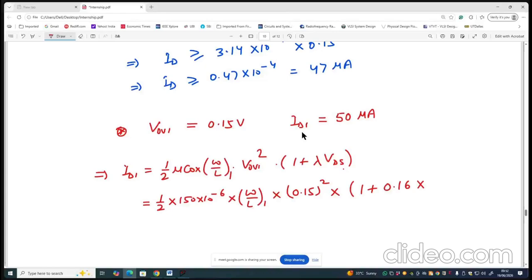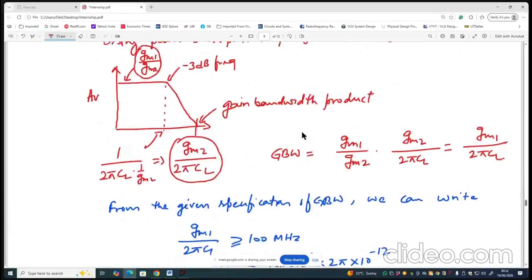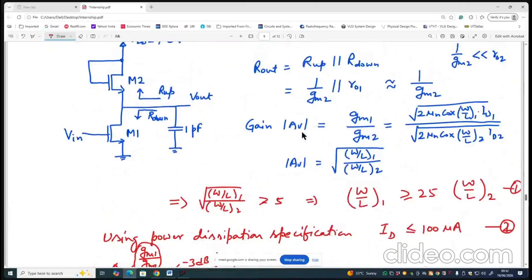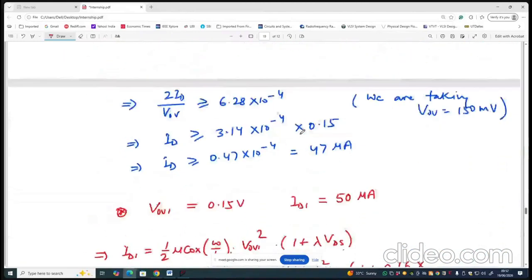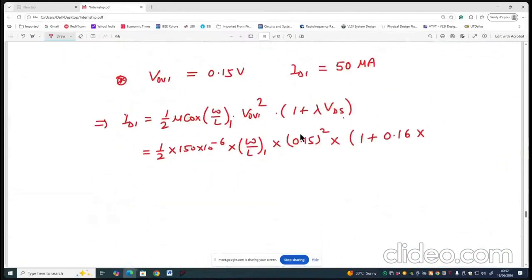I am designing this amplifier for a DC output voltage here of 1 volt. You understand? Say something, yes or no. Yes, sir. So this comes out to be 1. And on the left hand side, you have 50 into 10 to the power minus 6. Can you solve and tell me the value of W upon L1?